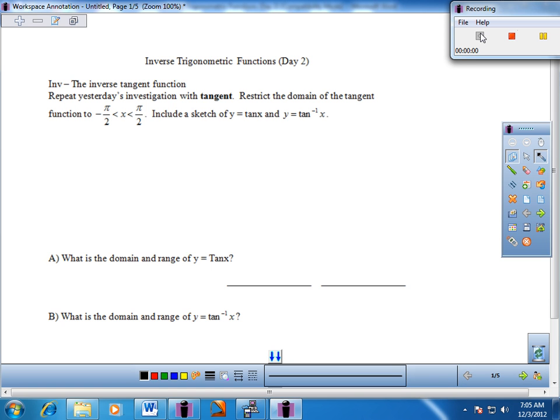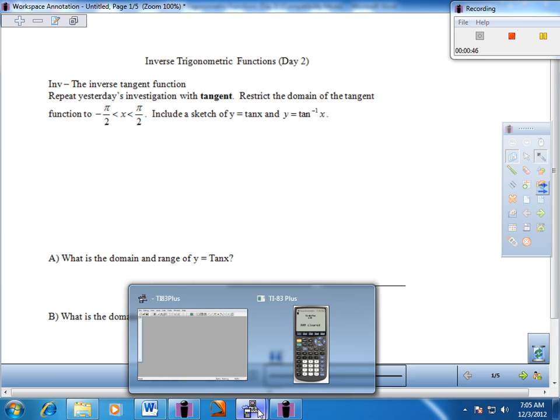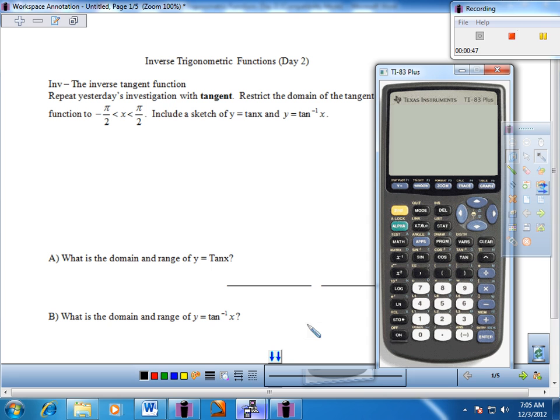So let's start it out here. It looks like at the top of your page I do have the investigation. It does say inverse tangent function. And so what we're going to do is repeat some of the stuff we did yesterday with this. If you remember correctly, what we're going to have to do is restrict the graph in order to make it one-to-one.